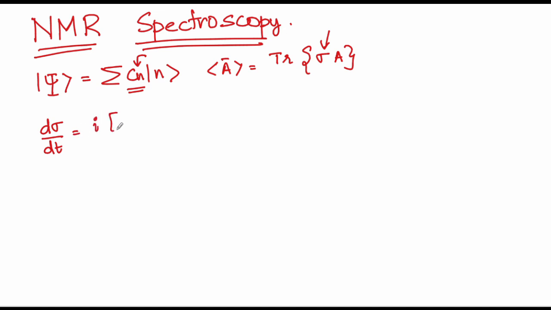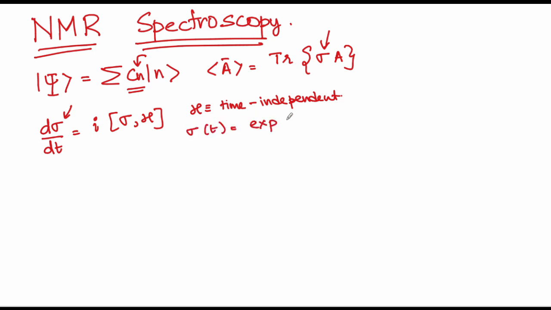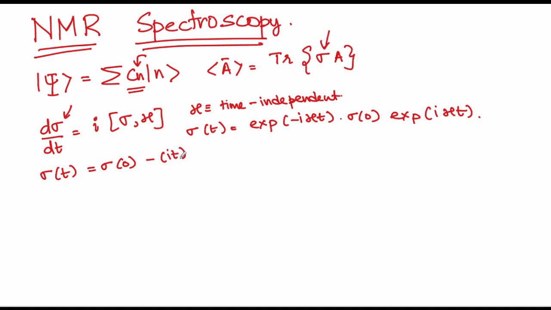equation, which gives the rate of change of the density matrix sigma as i times the commutator between the density matrix and the Hamiltonian. And we said for the cases where the Hamiltonian is time independent, the solution is given by sigma of t equal to the propagator e to the power minus i Hamiltonian t times sigma of 0 times e to the power i Hamiltonian t. And the solution of this was therefore given by the Baker-Campbell-Hausdorff formula expansion as shown here.